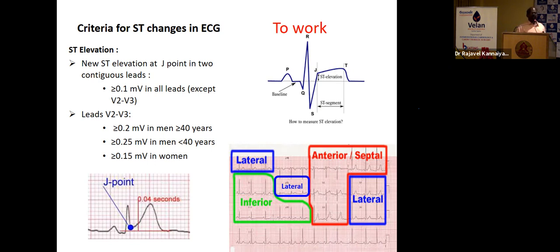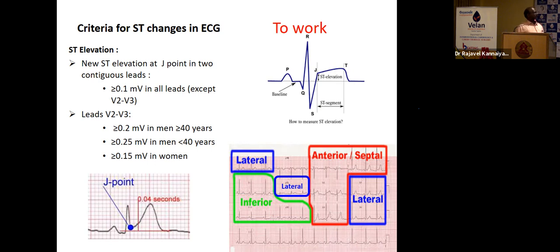Everybody will have a doubt. If there is elevation in V2 and V3, how can we say it is a typical change? Supported with the enzymes, regional wall motion abnormality, and ECG findings, we are able to find the elevation level. Then in V2 and V3, in males and females, there are separate changes. In females, both above 40 or below 40, more than 0.1 millivolt, you can say it's an MI. In males, if more than 40 years, it is 0.2 millivolts. If less than 40 years, it is 0.25 millivolts.